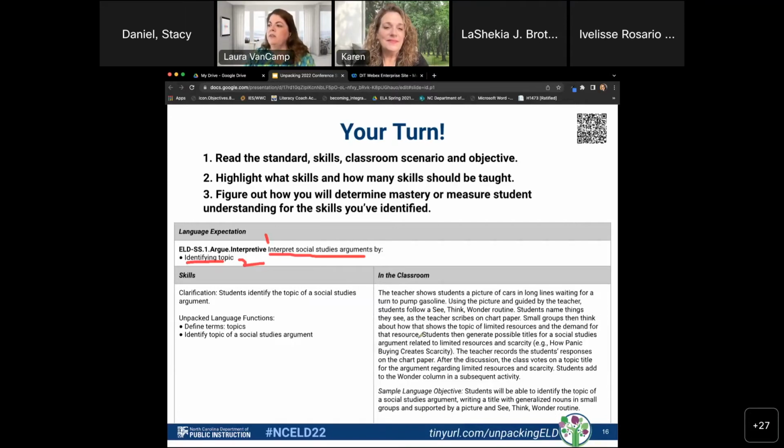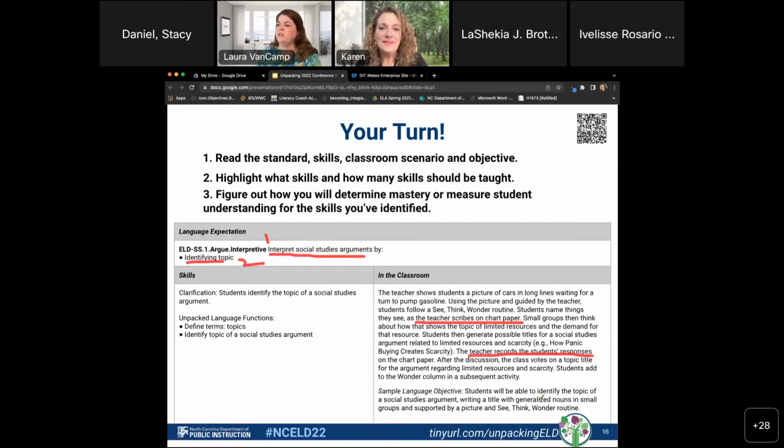Small groups then think about how that shows the topic of limited resources and the demand for that resource. Students then generate possible titles for a social studies argument related to limited resources and scarcity. So maybe a sample title might be How Panic Buying Creates Scarcity. Okay, and I always think to myself about 2020 and the race to get more toilet paper. But in this particular example, it's how the limited gas will create the scarcity. The teacher records the students' responses on the chart paper. After the discussion, the class votes on a topic title for the argument regarding limited resources and scarcity. Students add to the wonder column in a subsequent activity.